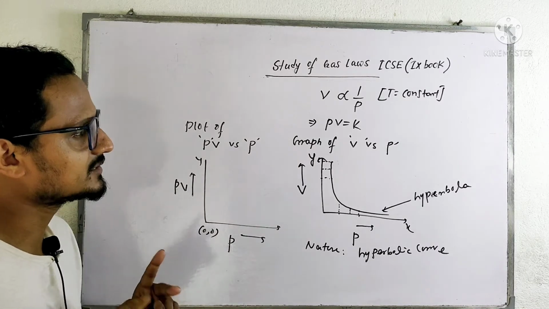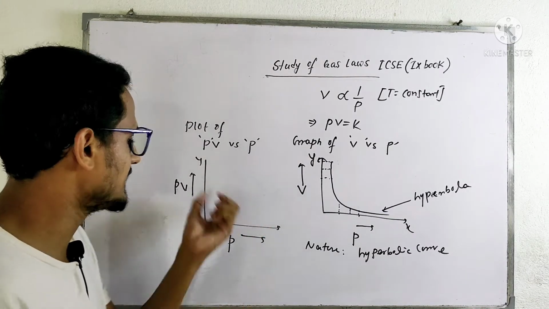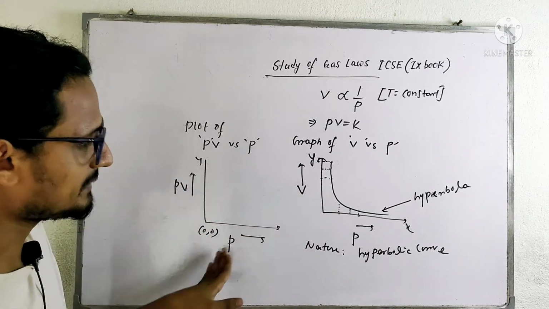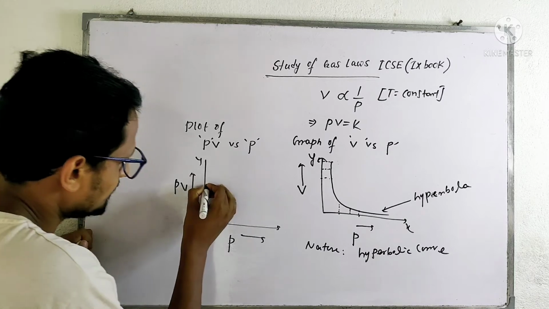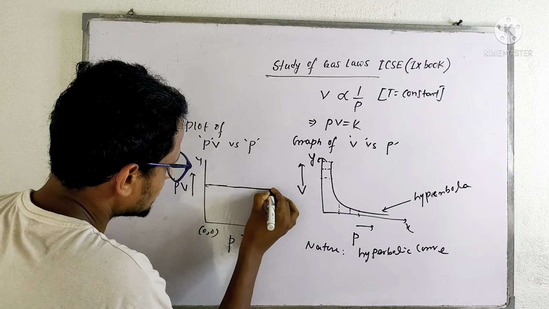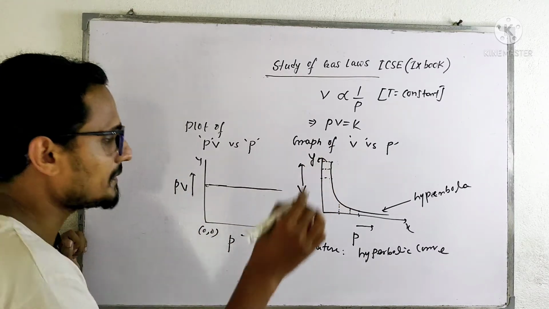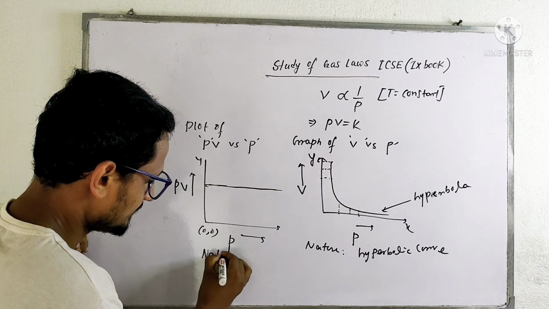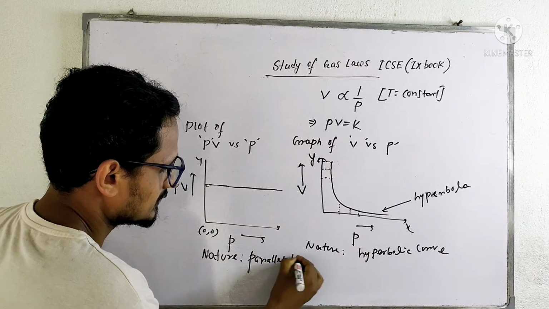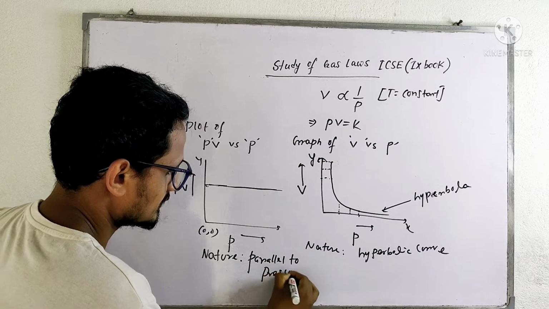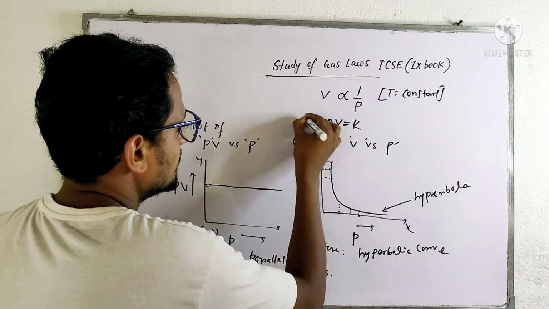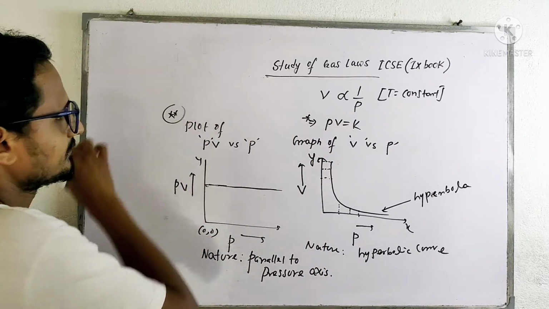As there is no inversely proportional relation between PV and P, we will get a line which will be parallel to the pressure axis. There is no sudden change in the pressure-volume product versus pressure. So the nature will be parallel to the pressure axis. These two curves are very important from Boyle's law.